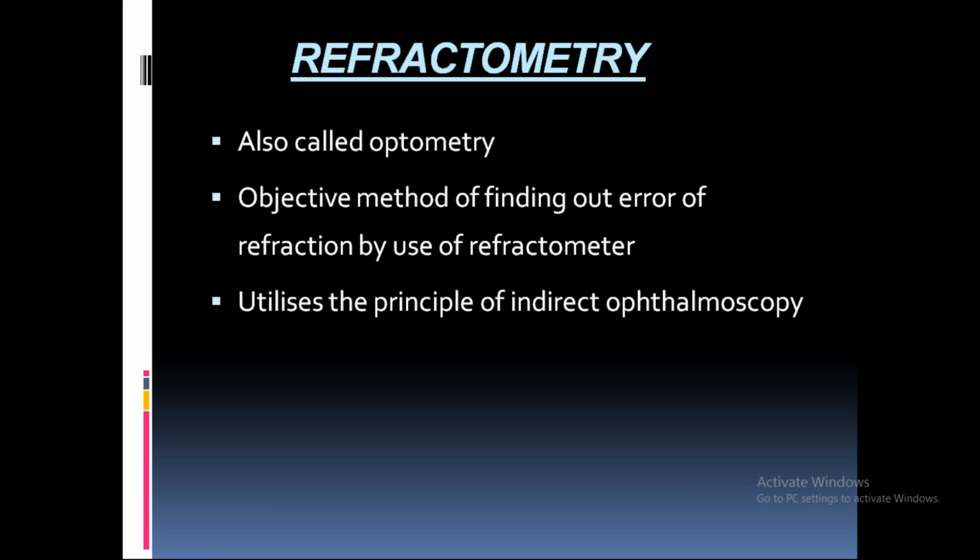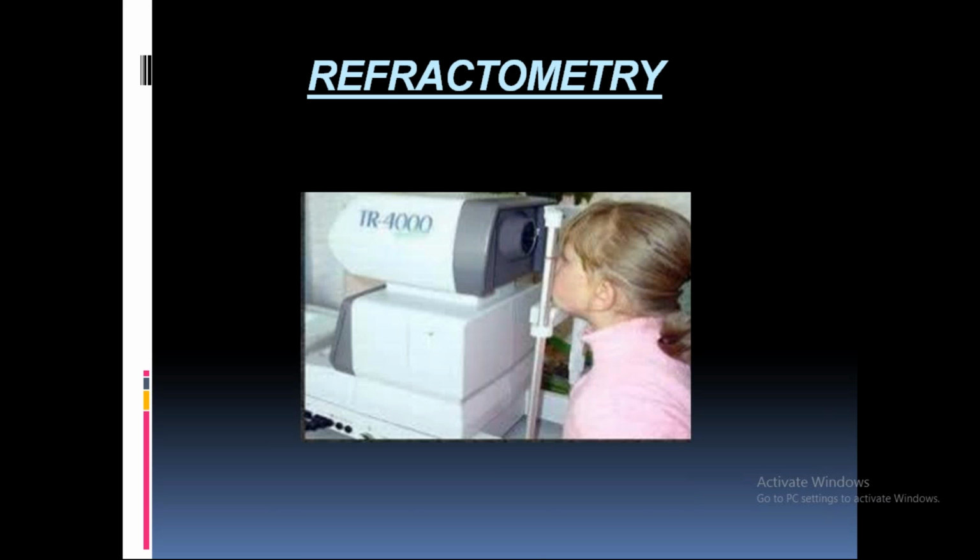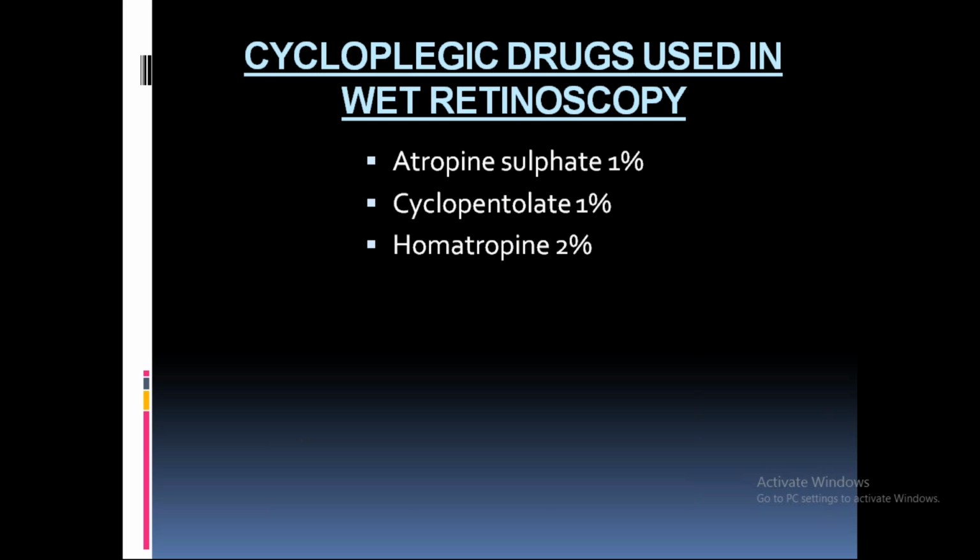Refractometry is an objective method of finding out error of refraction by using a refractometer. That is called refractometry. This is a computerized refractometer.